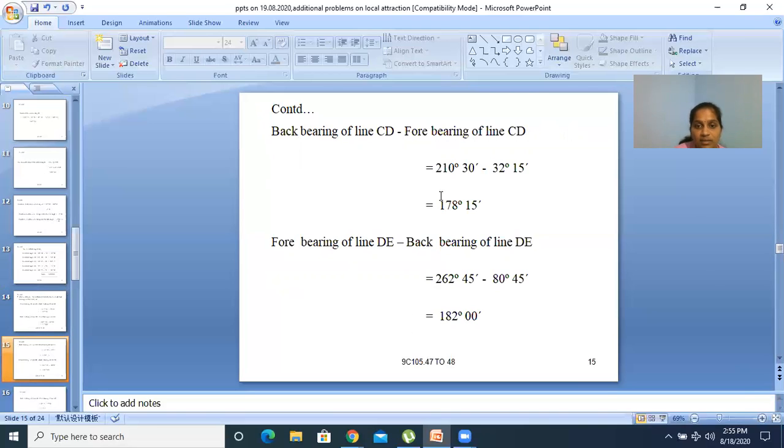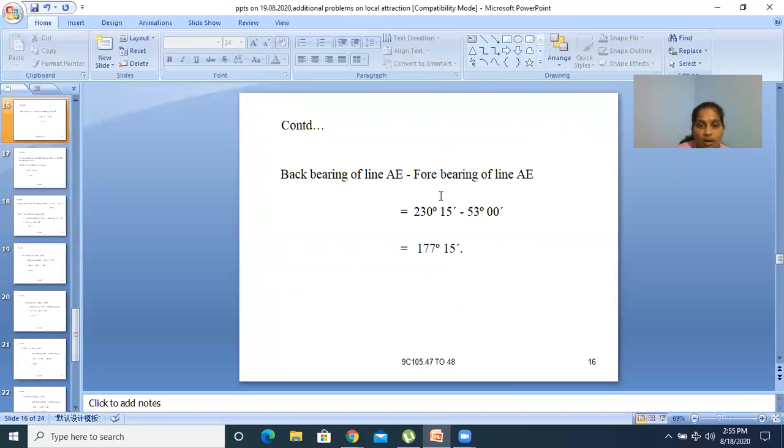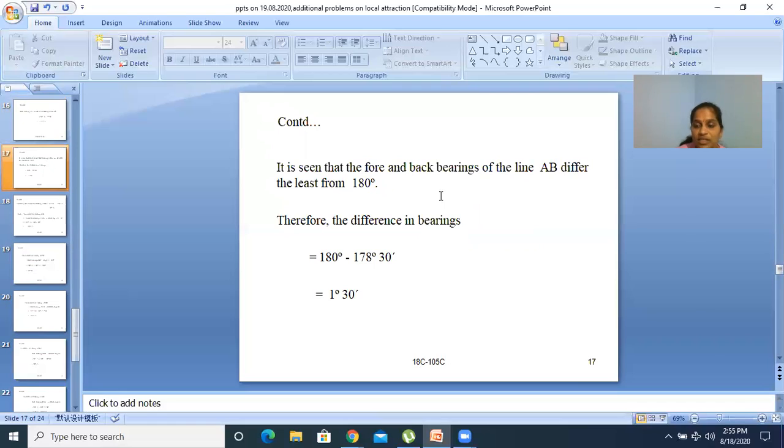For CD line, the difference between forebearing and back bearing is 178 degrees 15 minutes. For DE line, that is 182 degrees. For AE line or EA line, that is 177 degrees 15 minutes. So these are the comparisons of forebearing and back bearing. There is no line which has exactly 180 degrees difference between forebearing and back bearing. It is seen that the forebearing and back bearing of the line AB are least different from 180.